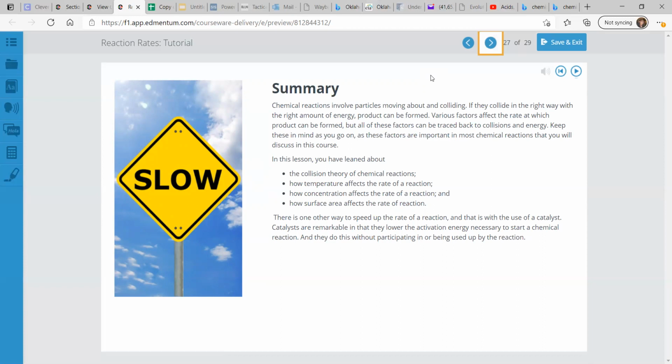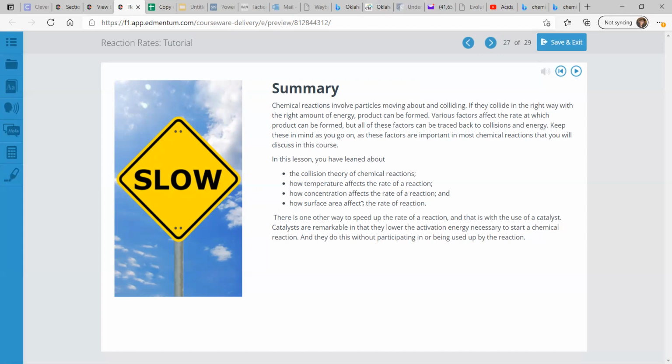In this lesson, you have learned about the collision theory of chemical reactions, and how temperature affects the rate of a reaction. An increase in temperature increases the rate of a reaction. You learned how concentration affects the rate of a reaction: if concentration goes up, so does the rate of a reaction. And an increase in surface area increases the rate of reaction as well. So if you increase temperature, concentration, and surface area, you will increase the reaction rate.